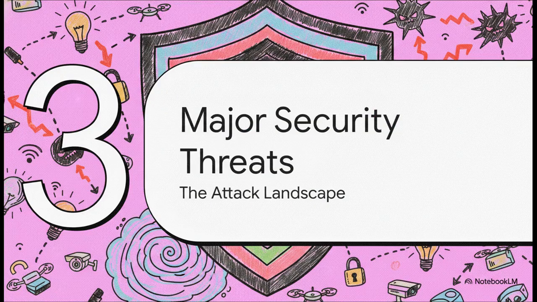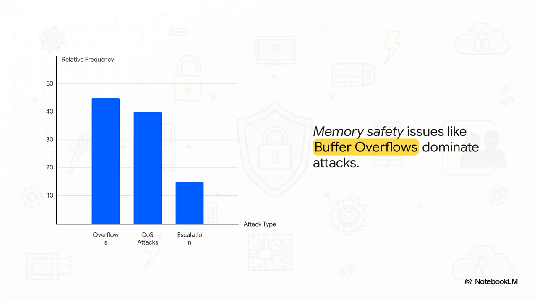All right, Part 3, Major IoT Security Threats. Let's look at the actual attack landscape today. Looking at the data from the 2025 Landscape Report, memory safety issues like buffer overflows and denial of service, or DOS, attacks are absolutely dominating the attack surface.